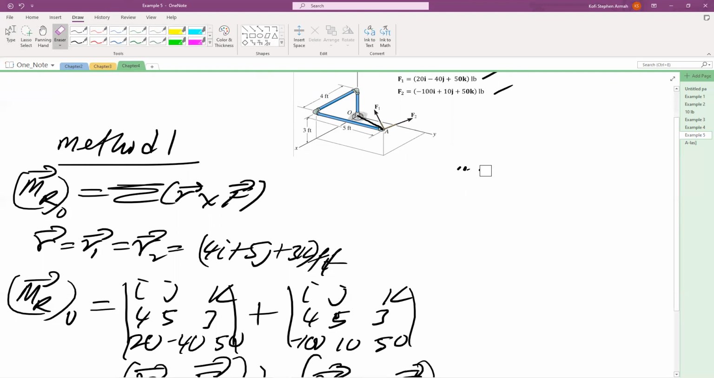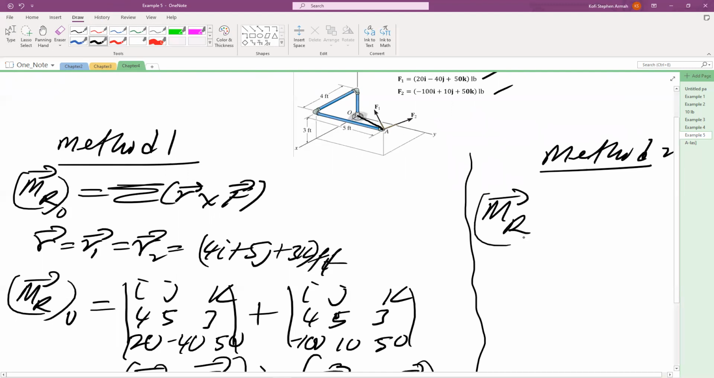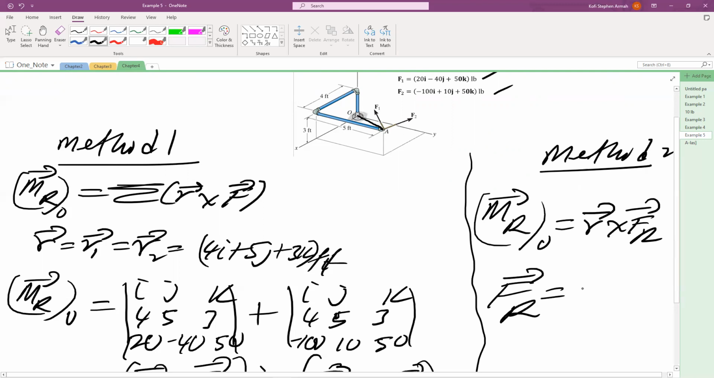Let me do method 2. You can only use method 2 for this question because they have the same common R. So any two or more forces that have the same R, then you can use what I call the principle of moment. So method 2: because they have the same R, your resultant moment about O is just equal to your common R cross your resultant force. That's all. So you have to find your resultant force, which is your F1 add F2.